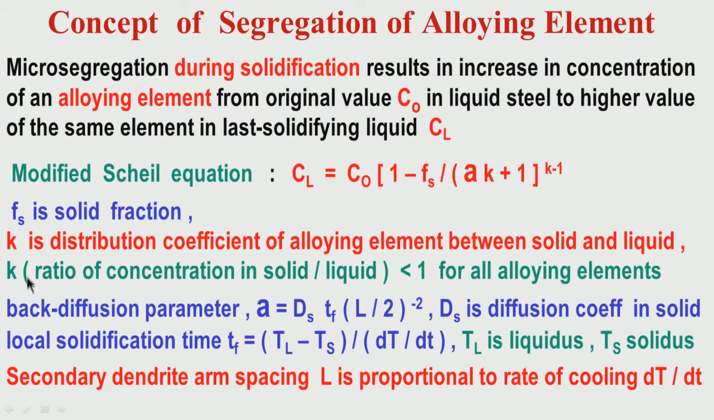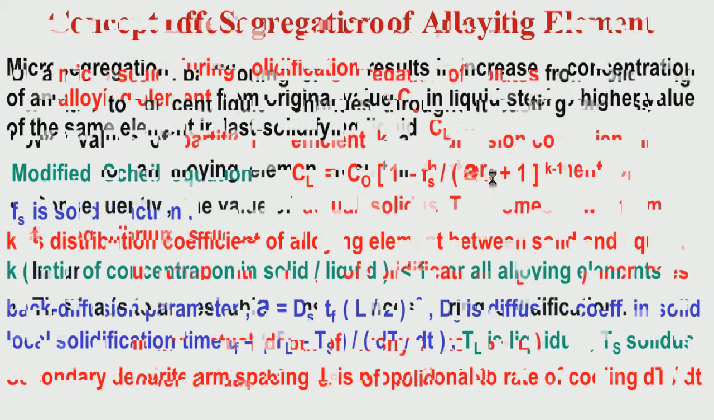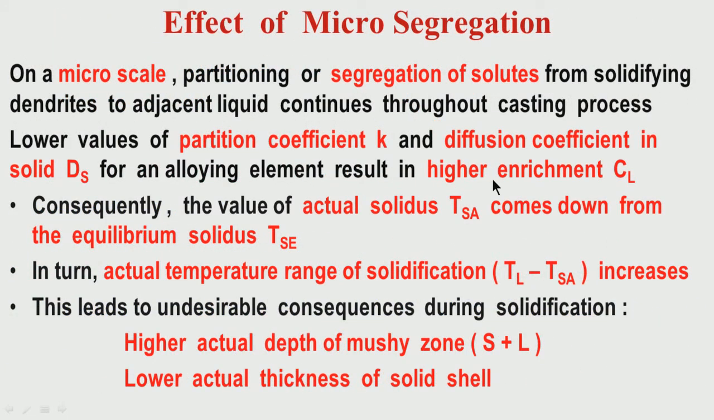Then another factor, back diffusion parameter A, it consists of diffusion parameter in the solid, ds. So, lower is the value of ds, lower is the value of A, and Cl also will increase. So, two low values, small k and ds, will increase Cl, that is enrichment. Lower values of partition coefficient k and lower value of diffusion coefficient in solid ds for an alloying element result in higher enrichment Cl.